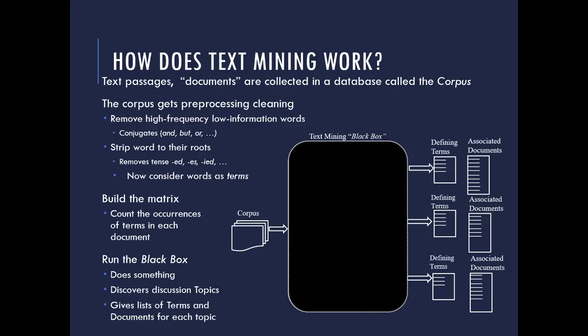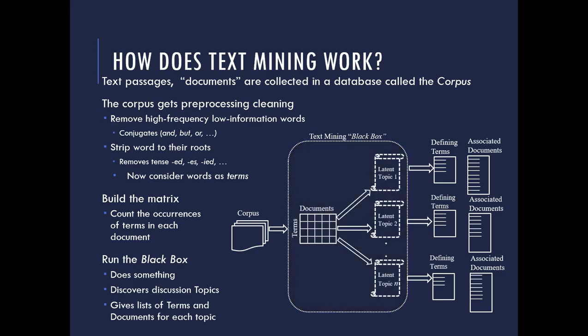So how does text mining work? We take our text packages, we'll call them documents, and they're collected into a database called a corpus. The corpus then gets pre-processed for cleaning by removing high frequency, low information words like conjunctions such as and, or, but, and then we strip the words down to their roots by removing their tenses. Now we can look at the words as terms. Then we build a matrix where we count the occurrence of terms in each document. And then we run the black box, which does something to discover the discussion's topics. And it gives lists of terms and documents for each of our topics.